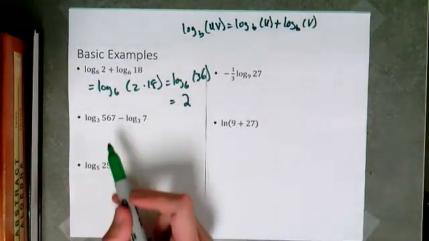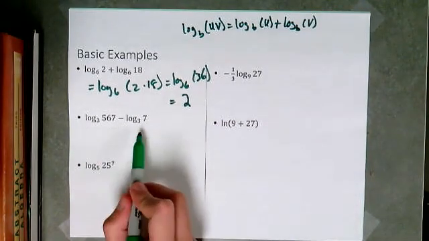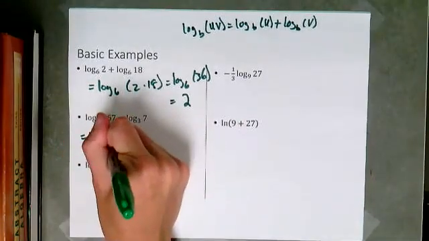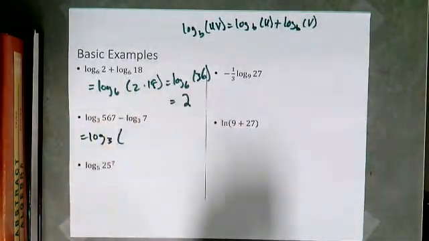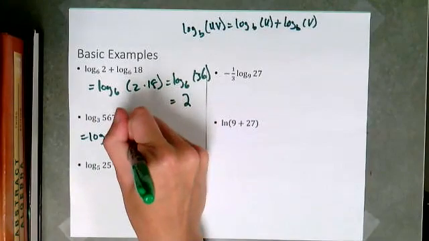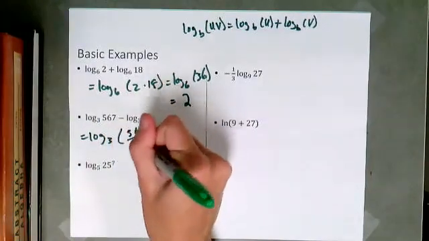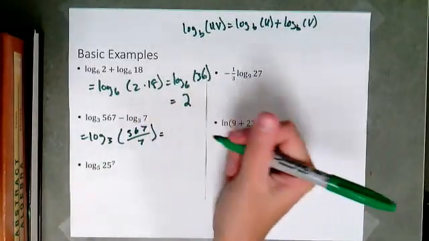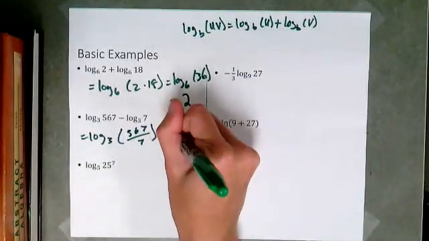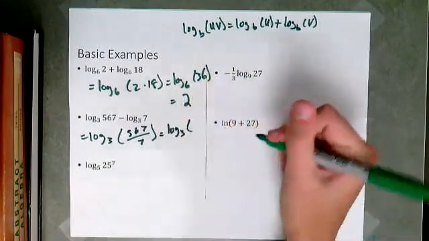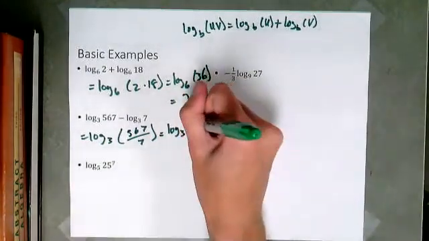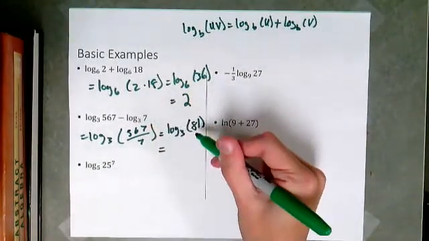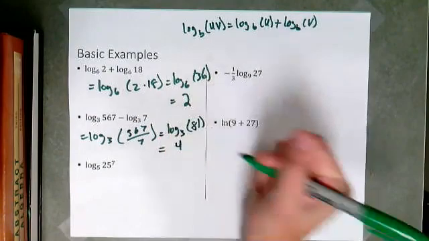Okay. So this guy, we have subtraction, the same base. So now this becomes log base 3 of division. So 567 divided by 7, which does simplify. So this is log base 3 of 81. And so 81 is 3 to the 4th. So this is equal to 4.